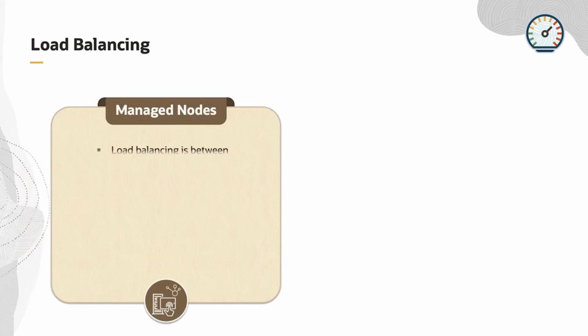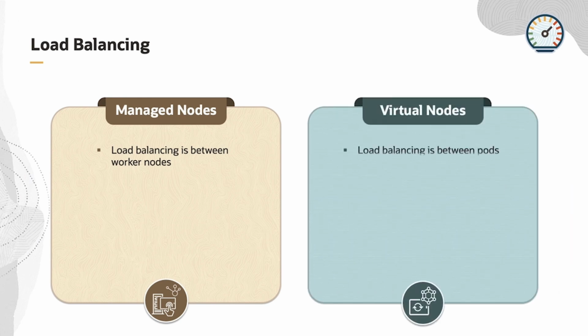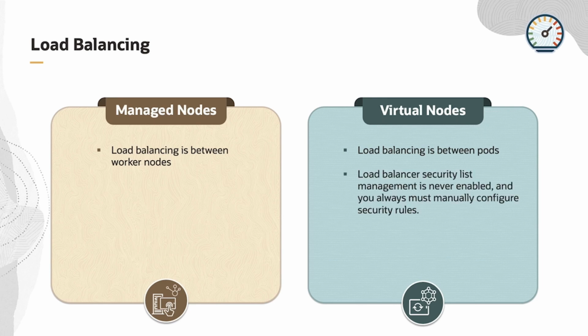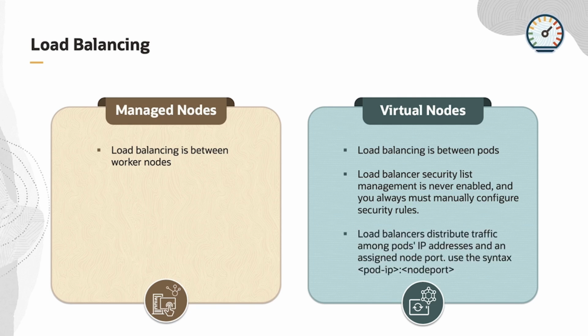A third point of differentiation between virtual nodes and managed nodes is in their approach to load balancing. When it comes to managed nodes, load balancing is between the worker nodes, whereas in virtual nodes, load balancing is between pods. Also, load balancer security list management is never enabled, and you always must manually configure security rules. When using virtual nodes, load balancers distribute traffic among pods' IP addresses and then assign node port. As you can see, the syntax says pod IP:node port rather than node IP:node port.